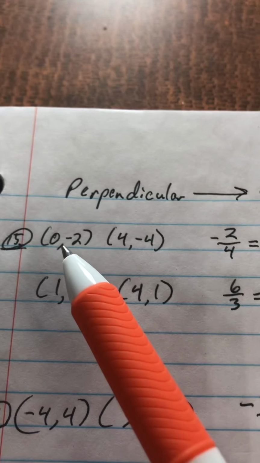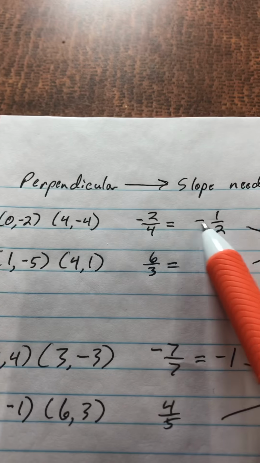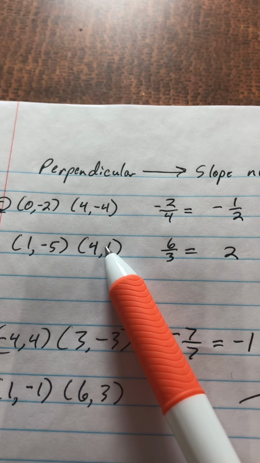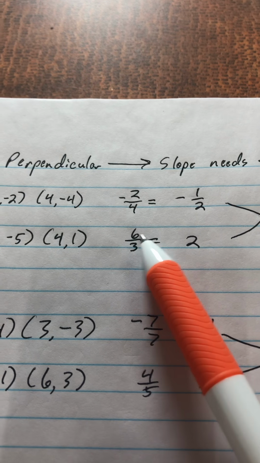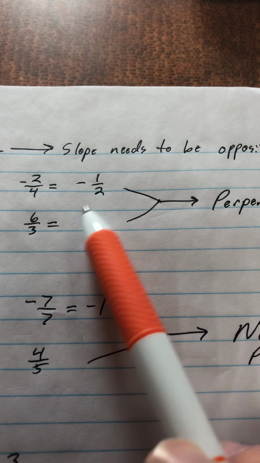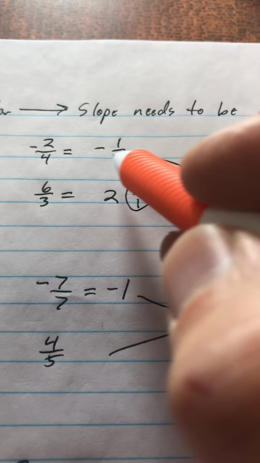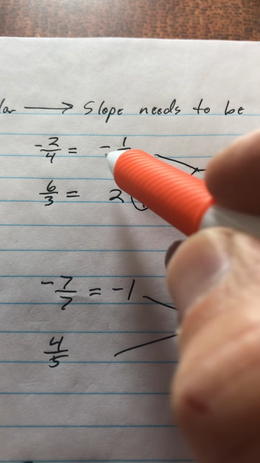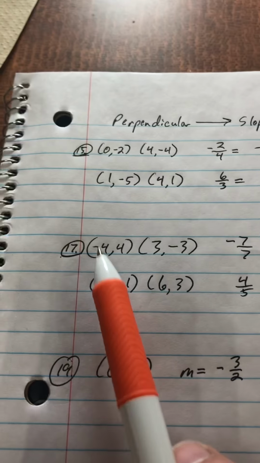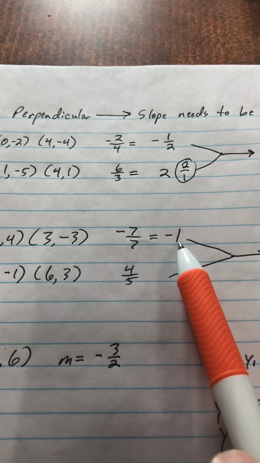So if I take a look at the line that has (0, -2) and (4, -4), that is going to be a slope of -1/2. And then the points on that other line, the slope is 6 over 3, which is 2. This is the opposite inverse, okay? It's the inverse. It's actually 2 over 1. You could think of it that way. And so it's the fraction flipped. And it's opposite. It's not negative, it's positive. So these are perpendicular.